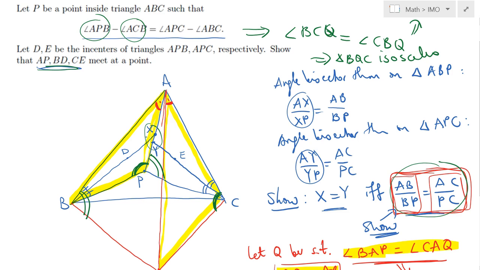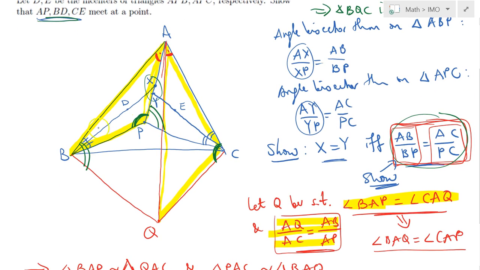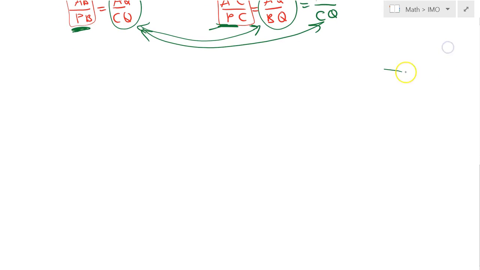Okay, here's an alternative way to conclude the proof. Still, let's assume that we did draw BX and CY, and we want to show that X and Y are actually the same point by showing this equivalence here. In this case, let me actually redraw the picture so that we have a good visual.